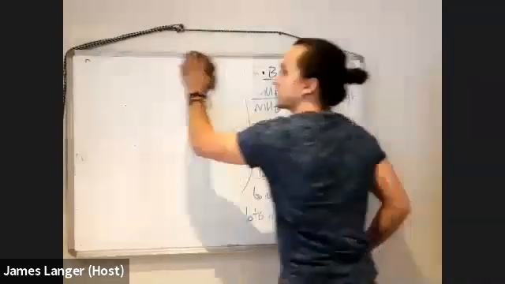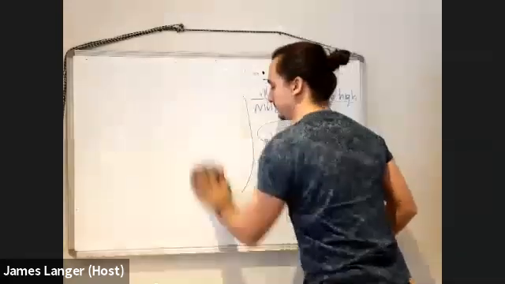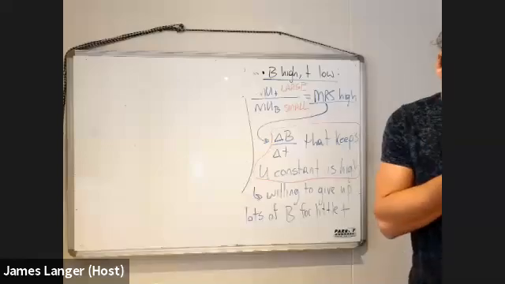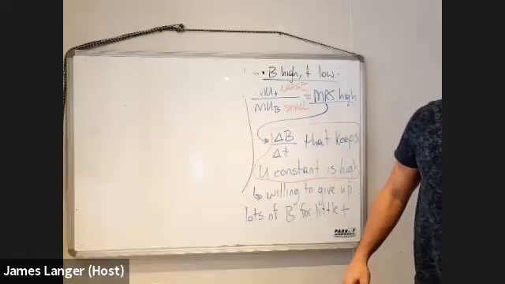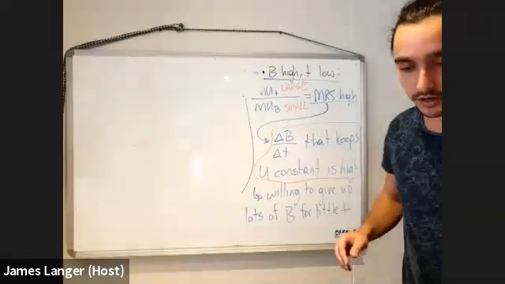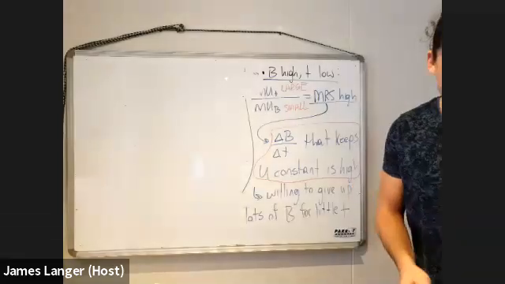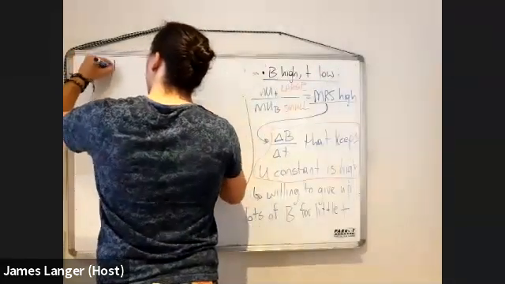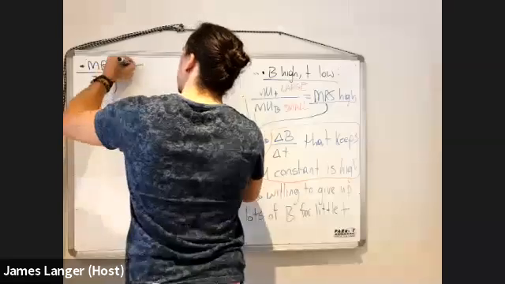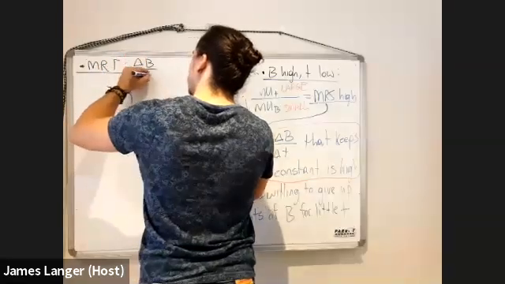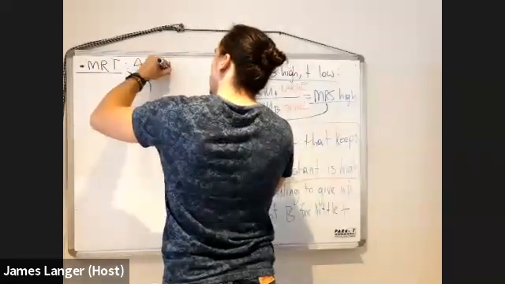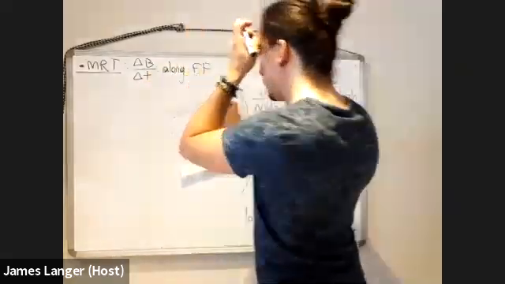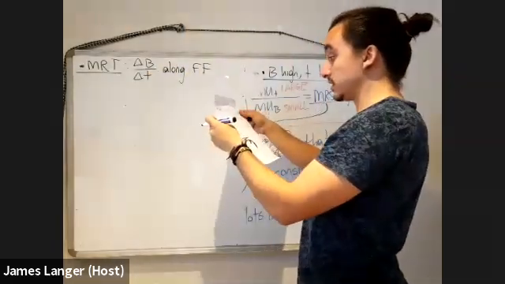So we got our MRS. We now need to get our MRT. So to calculate the MRT, what are we going to do? We need the MRT. And what is that? It's the change in B over the change in T along the feasible frontier. Along that feasible frontier.